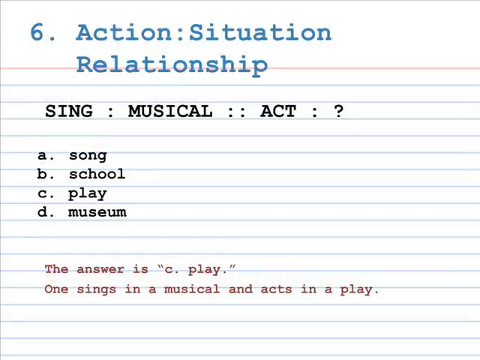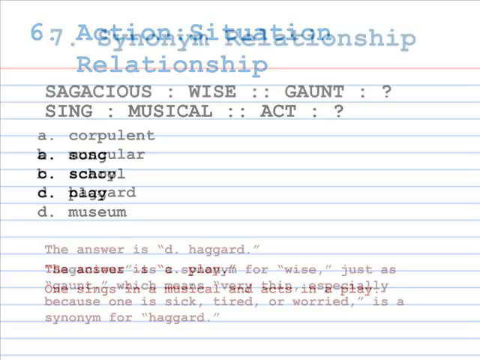6. Action is to situation relationship. Sing is to musical as act is to: A, song; B, school; C, play; D, museum. The answer is C, play. One sings in a musical and acts in a play.